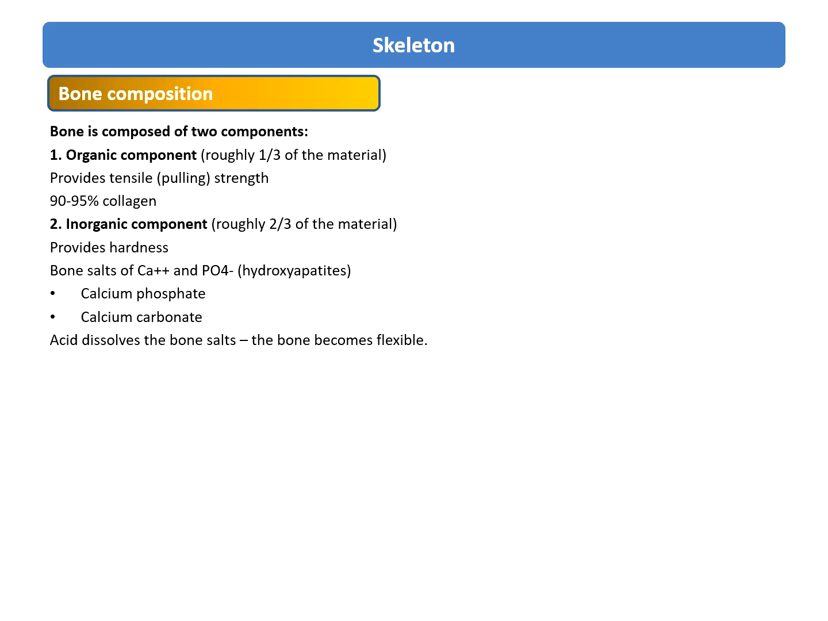Acid can dissolve the bone salts, and when that happens, what remains is the organic component, and the bone becomes flexible. Heat, on the other hand, destroys the protein part, the organic component, and what's left are the bone salts, and the bone becomes brittle.